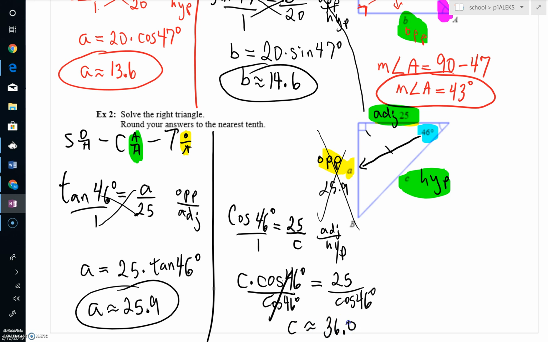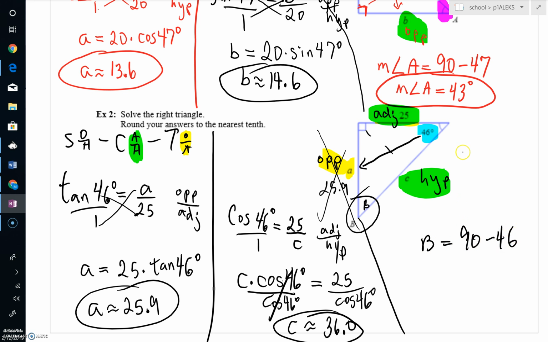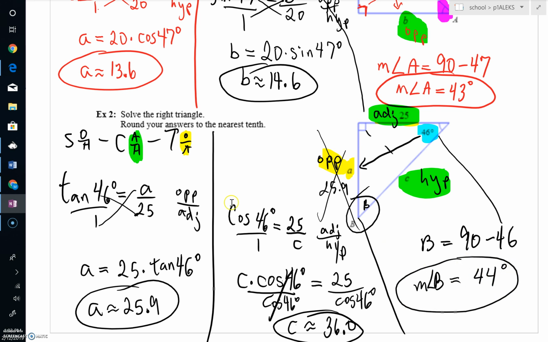All right, well, last but not least, we're looking for angle B. You can see that right here. B is going to be 90 minus this acute angle. And 90 minus 46, well, you could see very quickly with a calculator or just common sense, you'd get 44. So it's 44 degrees. And that is lesson 10.8.